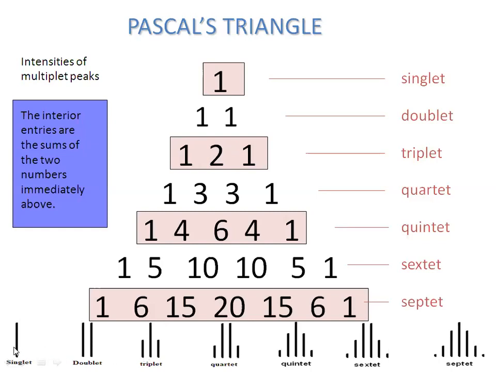So whenever you have an odd number multiplet, in that case, always the central peak is going to be the tallest one, and thereafter the symmetry will be followed. And for an even number multiplet, the central two lines will be of equal intensity, and then the symmetry will be followed.